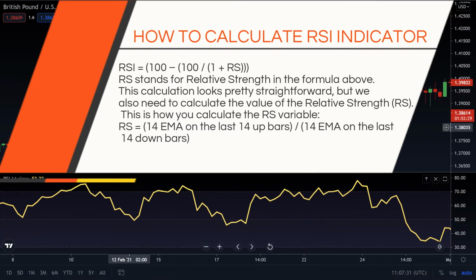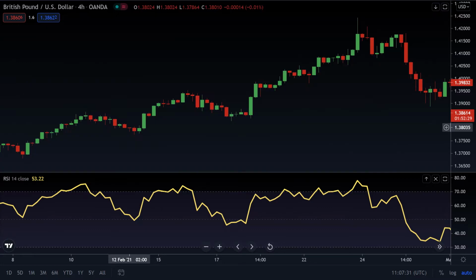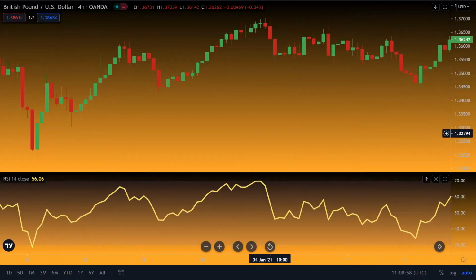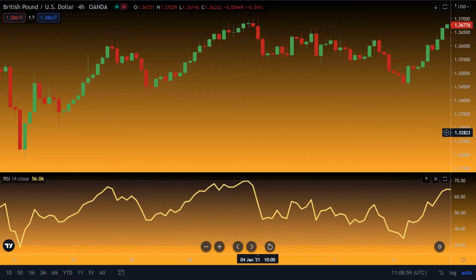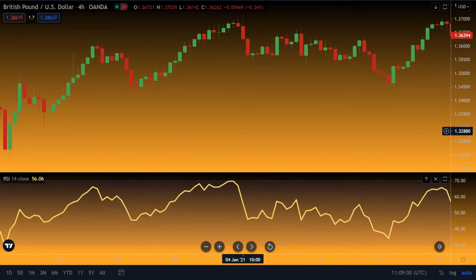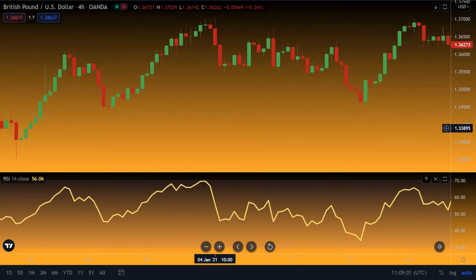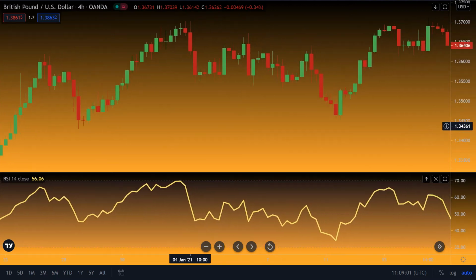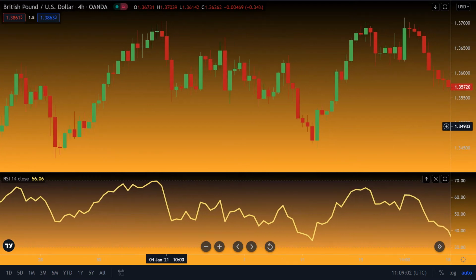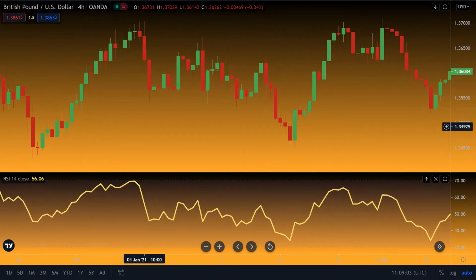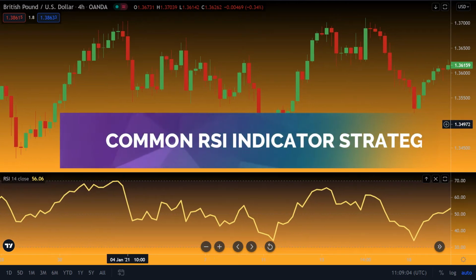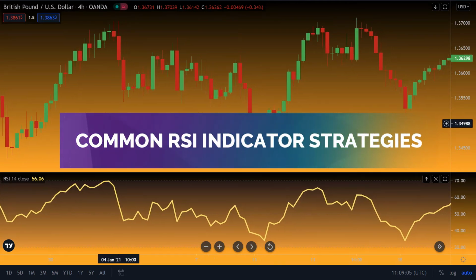The relative strength equals the 14 EMA on the last 14 up bars divided by the 14 EMA on the last 14 down bars. After you determine the value of the relative strength, you can apply the result in the first formula. This will give you the current RSI value. The RSI can be calculated using the above formulas, and the RSI line can be plotted beneath an asset's price chart. Now let's check on various RSI indicator strategies that many traders use.